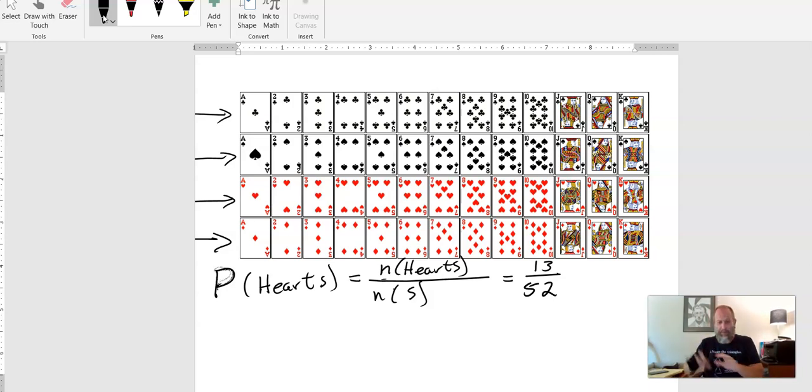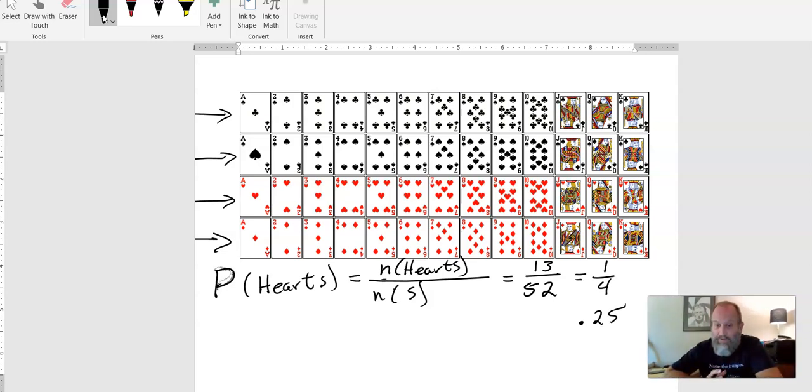Now that's a raw probability. Usually you're expected to reduce these fractions. And so this fraction does reduce. In fact, you can look at the deck of cards and see what it reduces to. 13 goes into 52 4 times. So that means the probability of getting hearts is 1/4, or if you write it as a decimal, the probability would be 0.25.